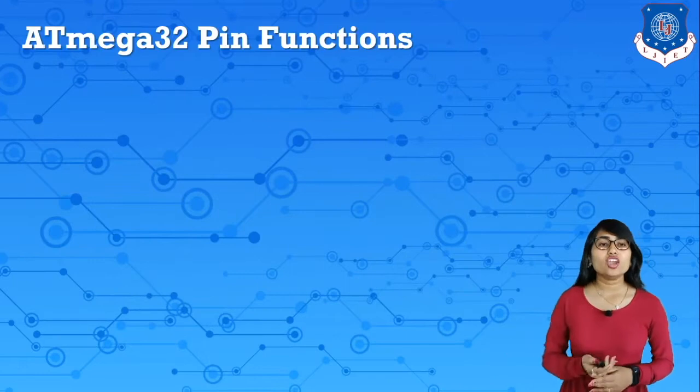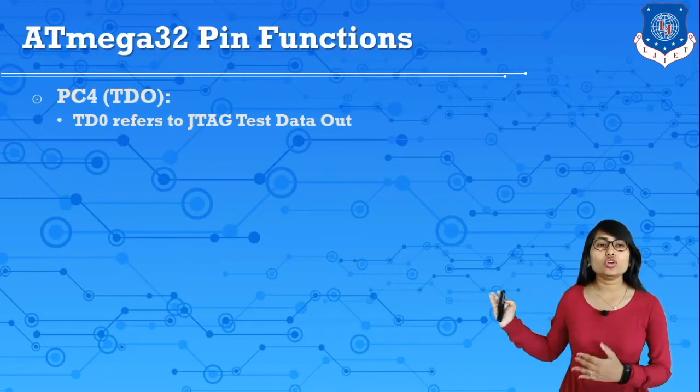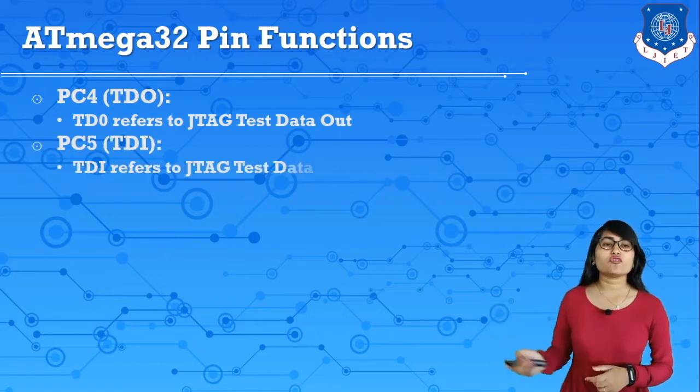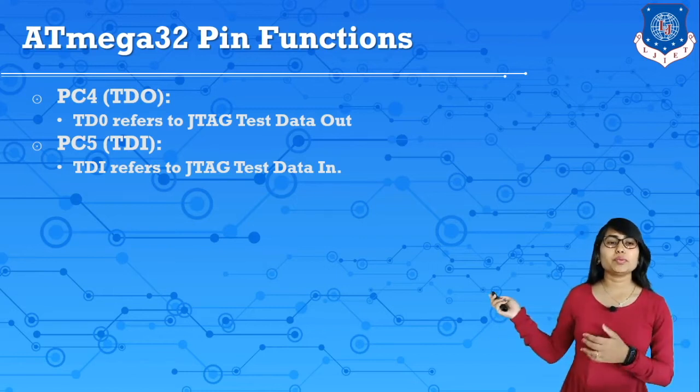Then PC4 is basically for TDO. TDO refers to JTAG test data out. Whenever we want to transmit our data out, this PC4 pin is used. And PC5 is TDI. Whenever JTAG is connected and we want to take data in, TDI refers to JTAG test data in.